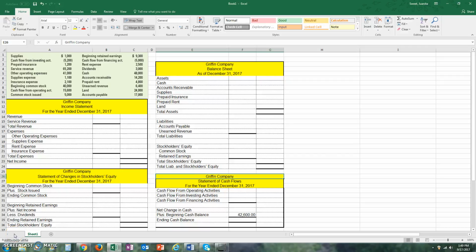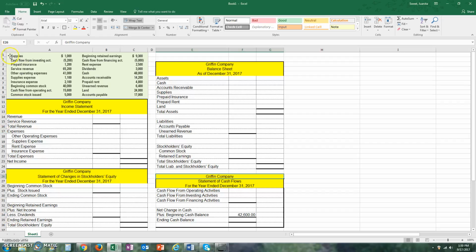In this example, we're going to prepare the 4 financial statements given a list of accounts and their normal balances from the trial balance. So it will be up to us to recognize whether the account is a revenue, expense, an asset, a liability, or an owner's equity account, or is it part of the cash flow statement. Each item will only be used one time.